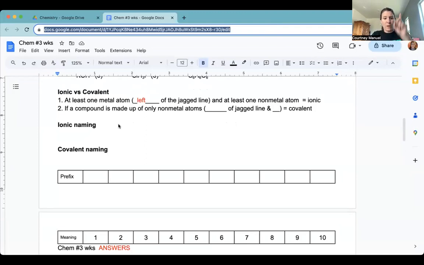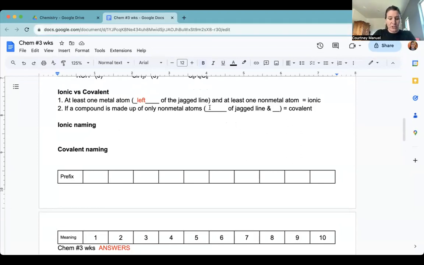Okay. So one metal, which is one from the left side of the jagged line, and one non-metal is an ionic. If a compound is made up of only non-metals, which is to the right of the jagged line, and includes that one special element called hydrogen, it is covalent. Okay. Covalent is synonymous with sharing, and ionic is synonymous with taking and giving. A little more of a selfish bit there.